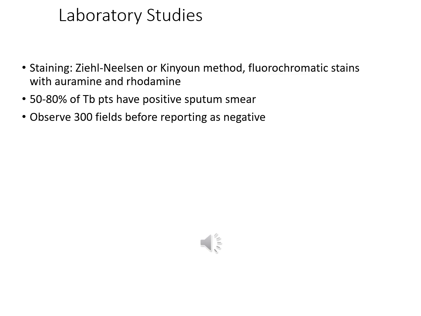So staining, again, this is not a Gram stain. This is going to be a Ziehl-Neelsen or Kinyoun method. It could be a fluorochrome stain with auramine and rhodamine. 50 to 80% of tuberculosis patients will have a positive sputum smear. So you have a procedure for the Kinyoun cold stain in your textbook, so I would take a look at that. And you will read a lot of fields for tuberculosis. So generally you will observe 300 fields before you can report it out as negative.